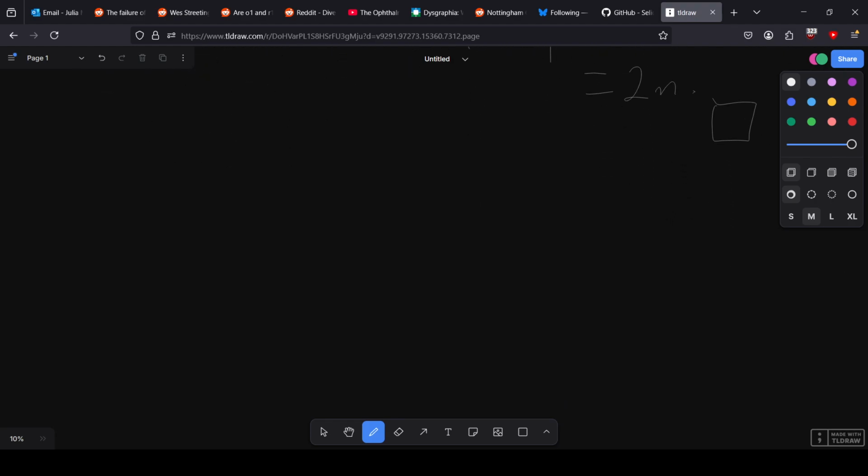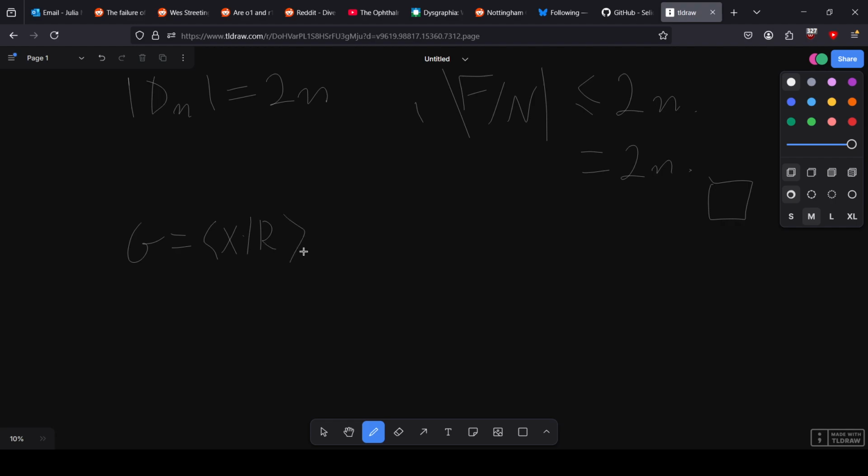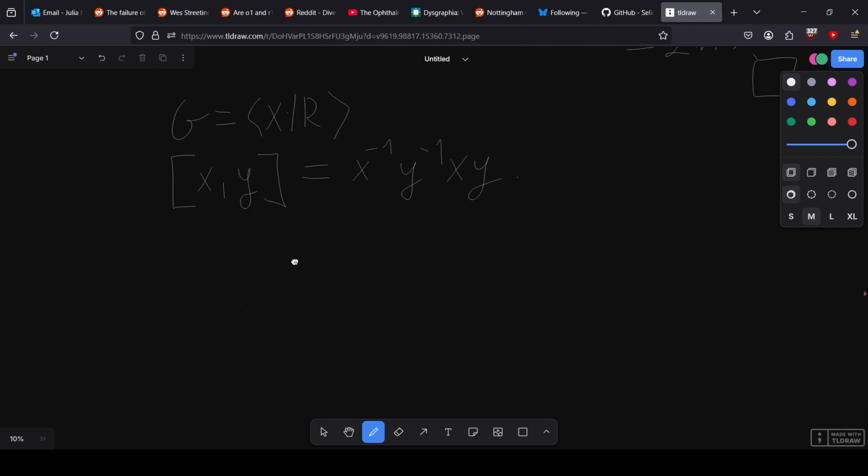Now, there is one more thing I want to talk about here, and it is that in terms of presentations, what if you want a group that is explicitly abelian? Well, there is a direct way of doing this. Let's define the commutator of 2 elements in a group as the following expression: x to the minus 1, y to the minus 1, xy.